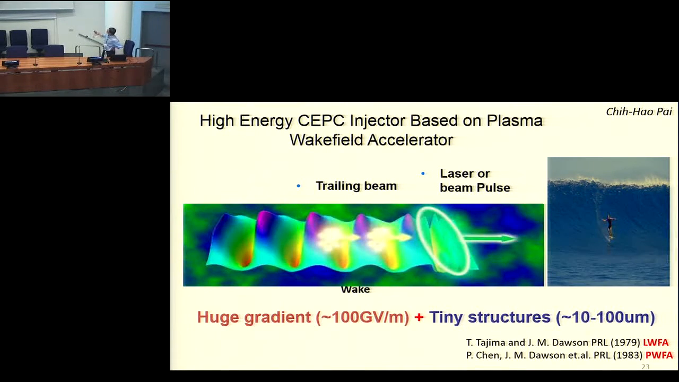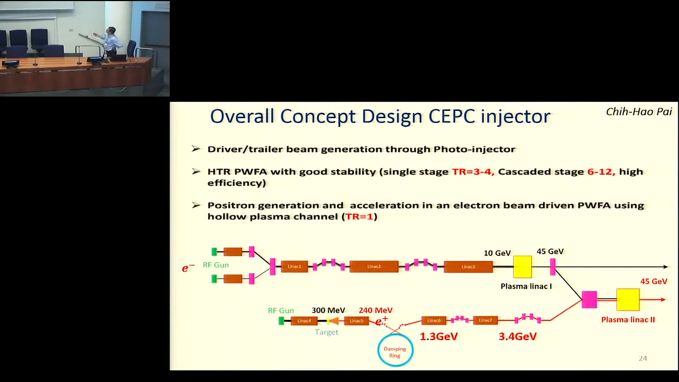This one is presented by Zihou Bai at Tsinghua University for a high energy CPC injector based on the plasma vacuum field accelerator. This shows the plasma vacuum field acceleration principle. This one has a huge gradient of about 100 GV per meter. So overall, this is conceptually designed for the CPC injector.